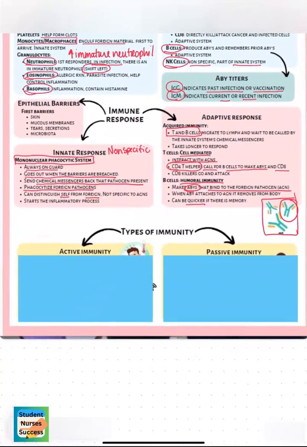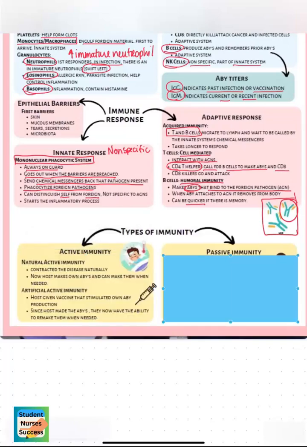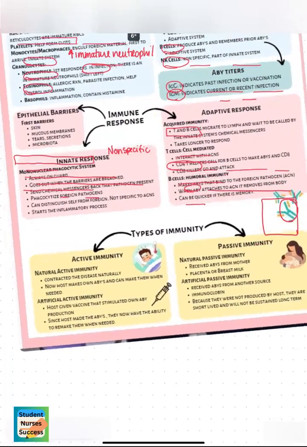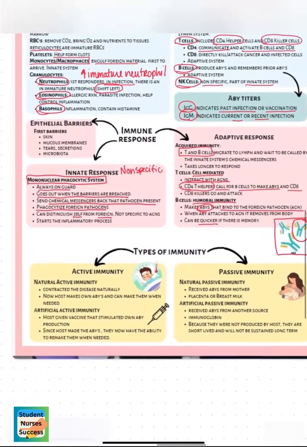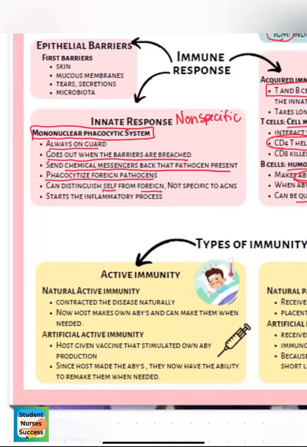Now let's talk about the types of immunity. We have active immunity and passive immunity. Active immunity has two types: natural active immunity or artificial active immunity. Natural active immunity means that you contracted the disease naturally. Okay, so it's natural. You just got the chickenpox or you got the virus. Once you get it naturally, your host now makes its own antibodies and it will keep memory of those and make them again when needed. So that is your immunity to keep. In most cases, we keep it for a long period of time.